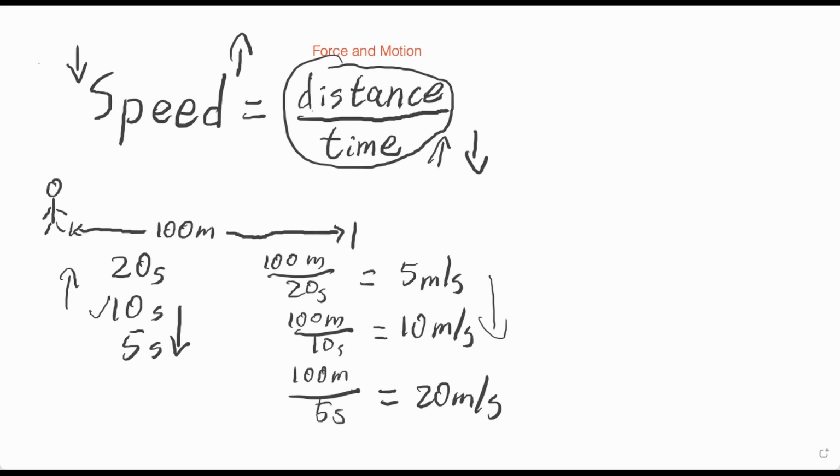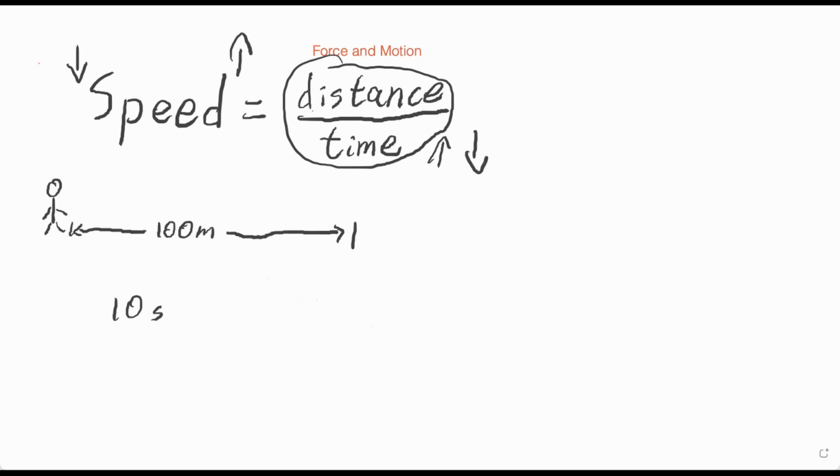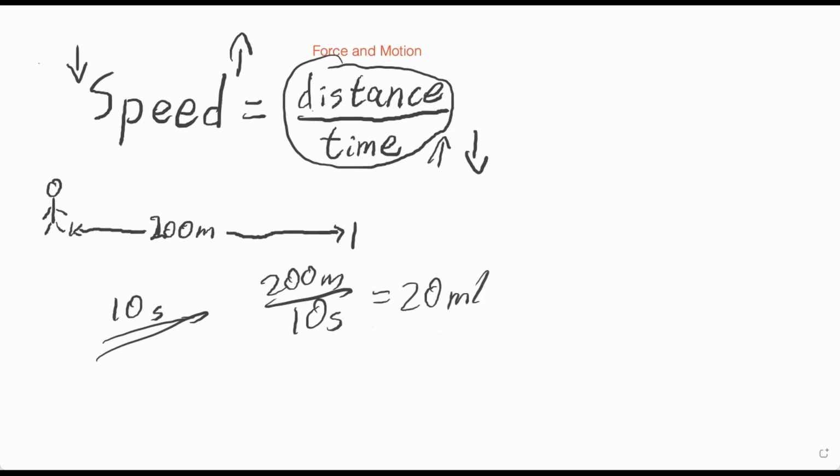So let's have a look at the relationship between speed and distance. Originally he travels 100 meters in 10 seconds. But if the distance increased to 200 while the time he took is the same, so he traveled 200 meters in 10 seconds, then his speed would be 200 meters divided by 10 seconds. So it'd be 20 meters per second, an increase from the original 10 meters per second.